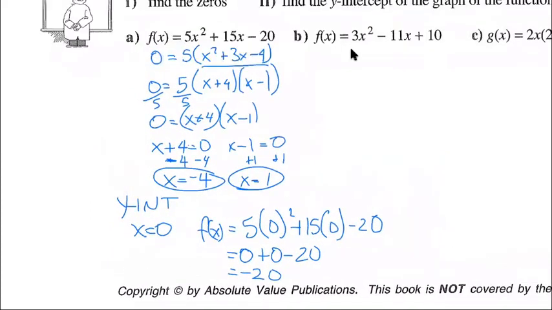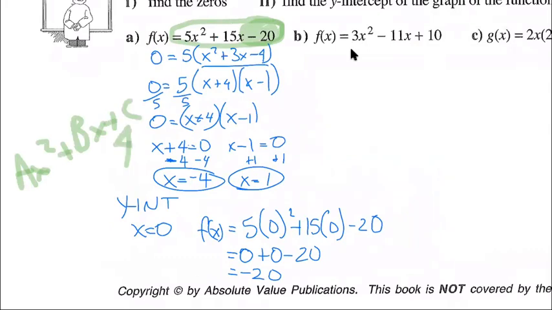Now, eventually, you're going to need to make the connection. If my polynomial is in expanded form, this value is my y-intercept. So remember, in ax squared plus bx plus c, the c is your y-intercept. So you should be able to look over here right away and say, hey, my y-intercept is equal to 10. If I substituted in 0 for x, 3 times 0 squared minus 11 times 0 plus 10, I would get 10. There's your y-intercept. Done.